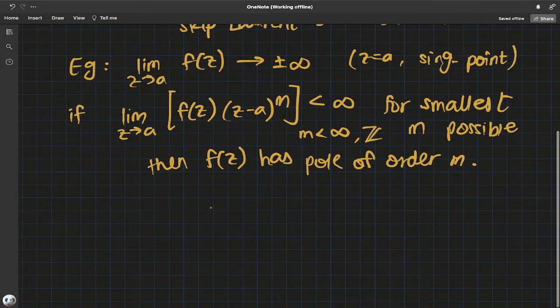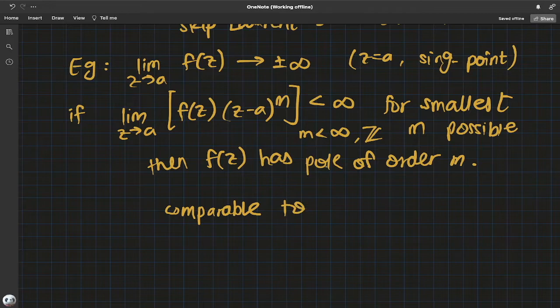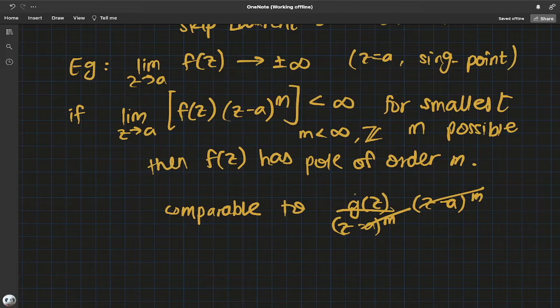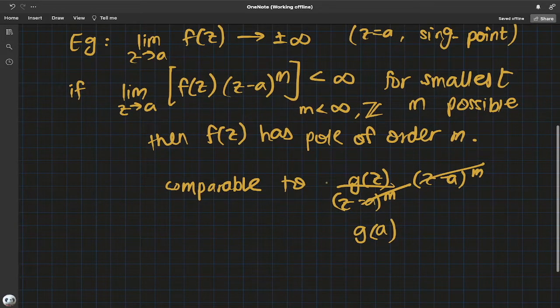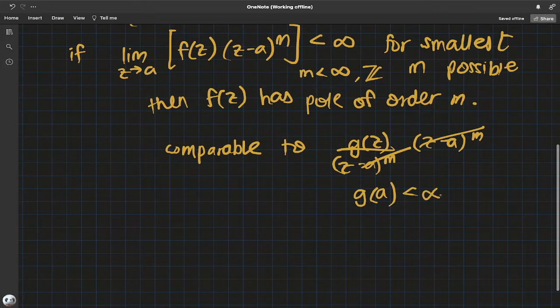I mean, the logic for this is clear. If f of z has a pole of order m, the function would be comparable to some basic function on top over (z minus a) to the m. So if you multiply by (z minus a) to the m, this cancels out, and then you take the limit, then g of a will be something finite because you've removed the part that was causing the function to blow up. So this is the logic behind this.